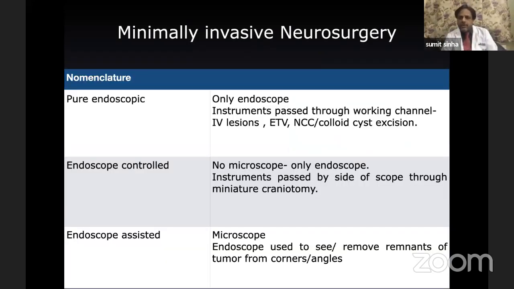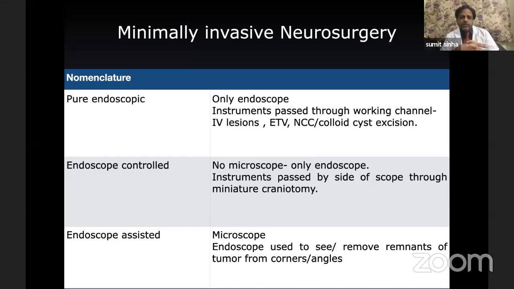Well, to define minimally invasive neurosurgery, we all know that they can be done in 3 different ways. One can be pure endoscopic surgery, where we use only endoscope and the instruments are passed through the working channel. Examples of such surgeries are endoscopic third ventriculostomy, and surgery for neurocystic cyst or colloid cyst excision, where we use a ventriculoscopic system, and only a pure endoscope is used during the surgical procedures.